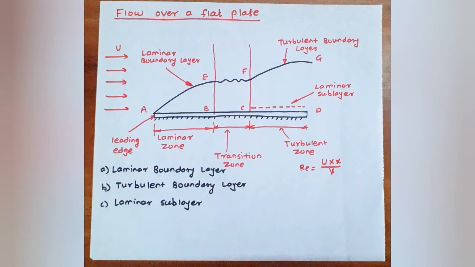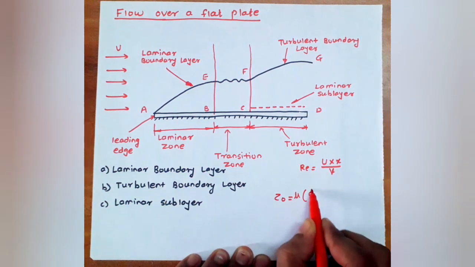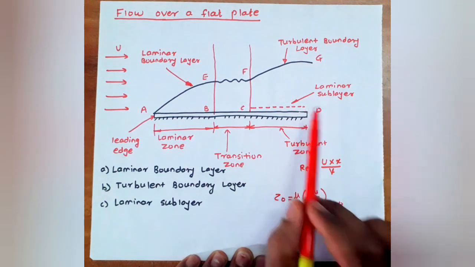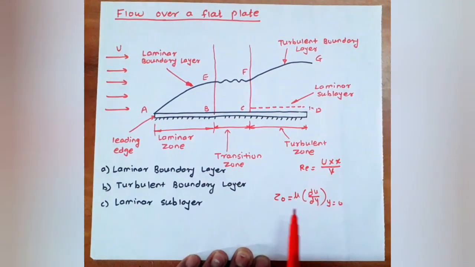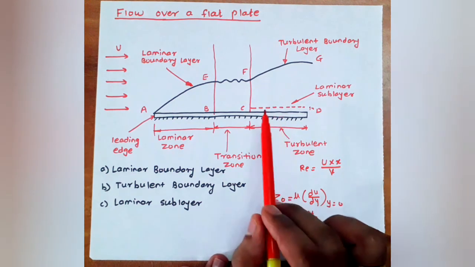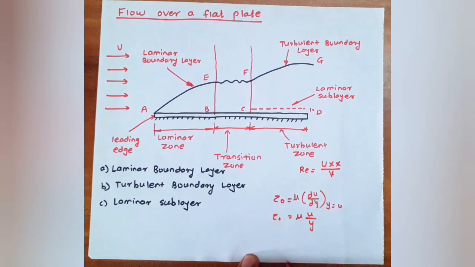Thus, the boundary shear stress in the sublayer is tau 0 equal to mu du by dy at y equal to 0, because the vertical distance y is very small, and we can calculate using Newton's law of viscosity formula. So the velocity gradient we can write as u by y, because the laminar flow shows a linear nature of flow. Hence, this equation is applicable for the laminar sublayer.